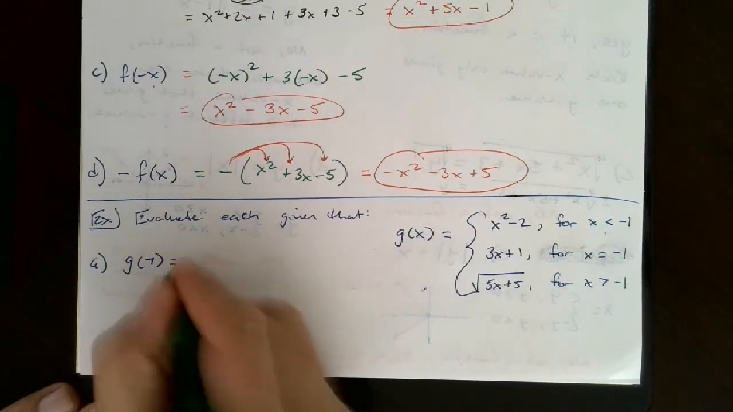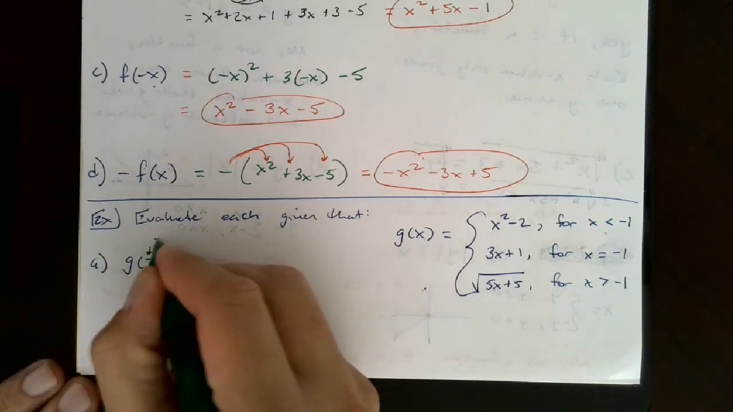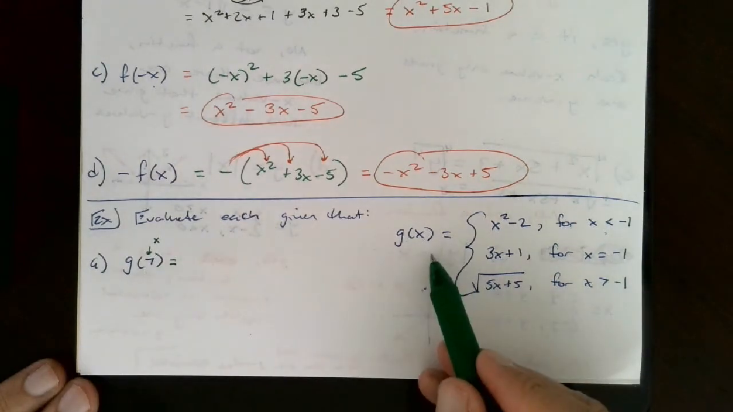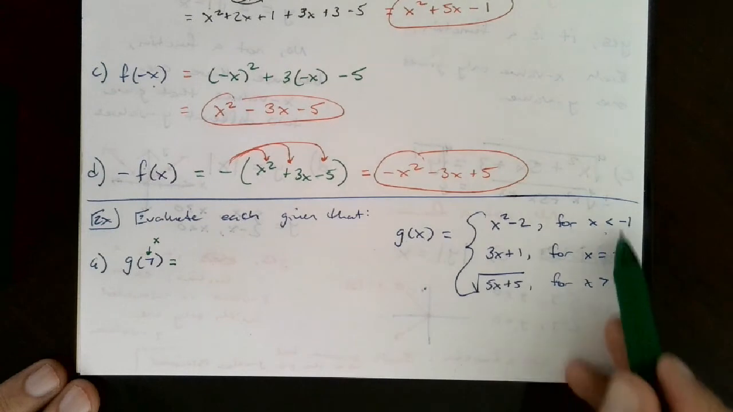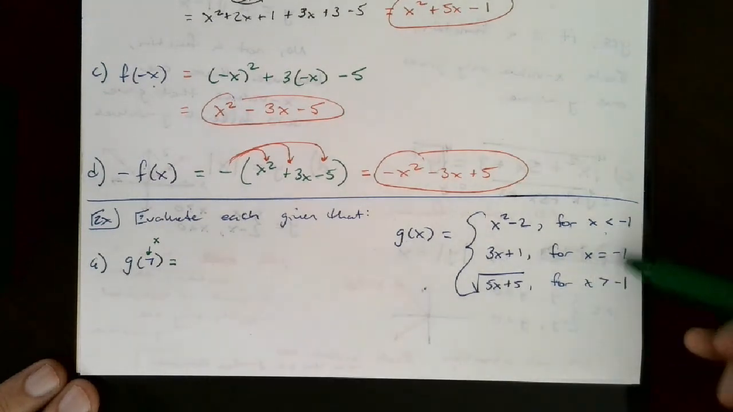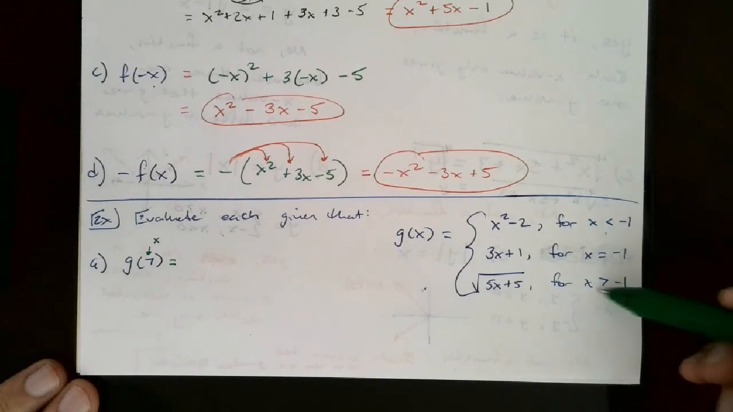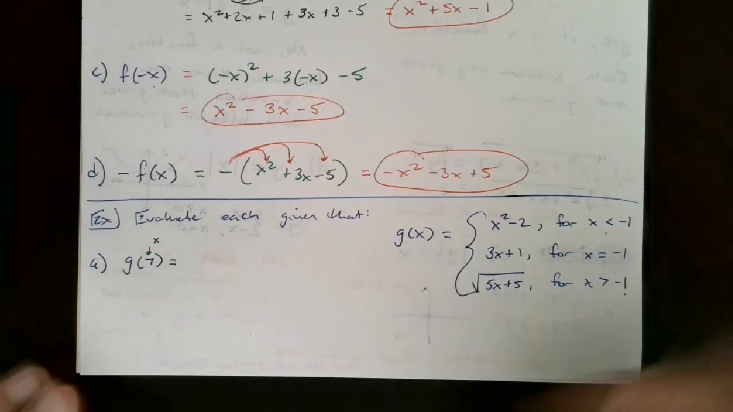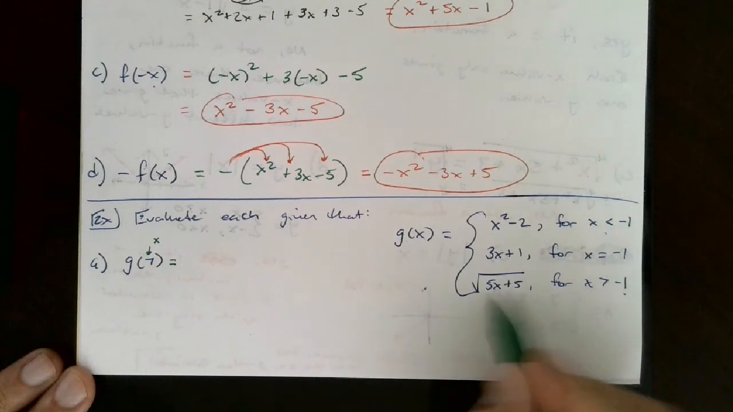Well, it really means take this x value of 7 and substitute it into our function g of x to get the y value out. Which part of this does 7 fall in? 7's an x value, so you're looking over here. Which interval? x is greater than negative 1 is where 7 would fall, so I'm going to use this one here. You don't plug into all of them.